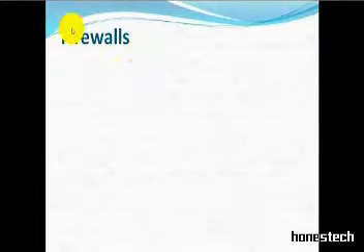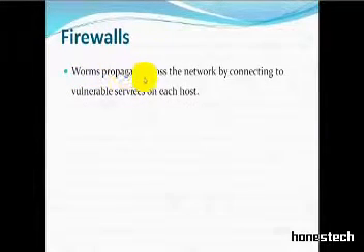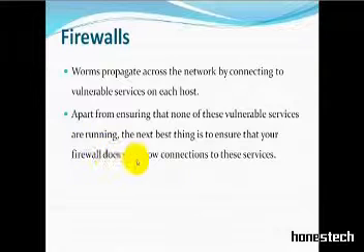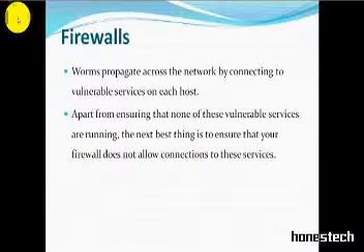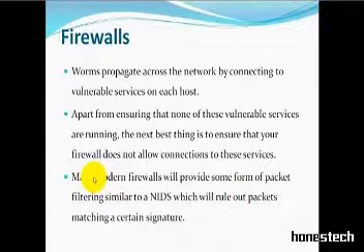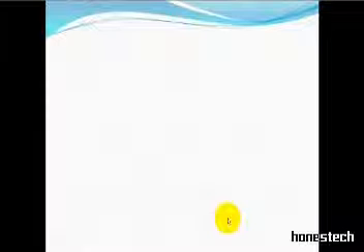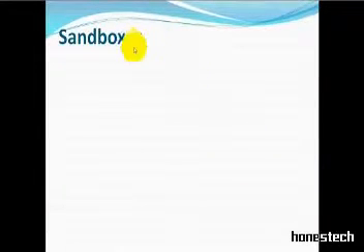Firewalls, most probably you have heard of them very often. Worms propagate across the network by connecting to vulnerable services on each host. Apart from ensuring that none of these vulnerable services are running, the next best thing is to ensure that your firewall does not allow connection to these services. Many modern firewalls will provide some form of packet filtering similar to NIDS, which will rule out packets matching certain signatures. You have seen your Windows firewalls. Maybe you can buy some third-party firewalls for your computer system, and the firewalls monitor the network traffic.